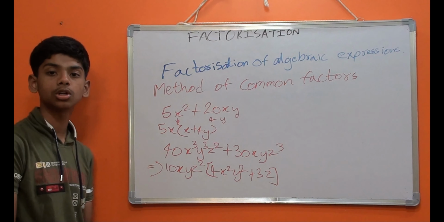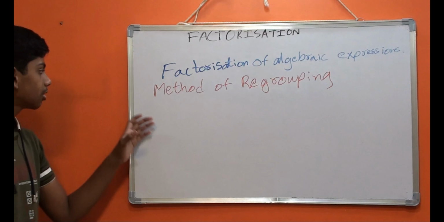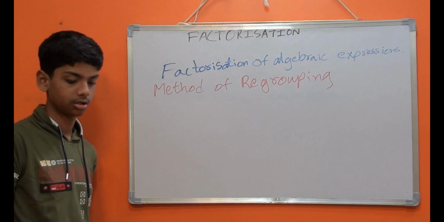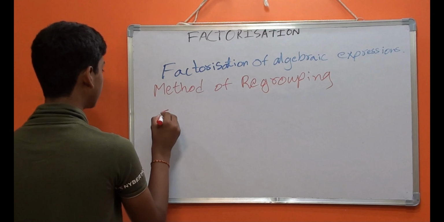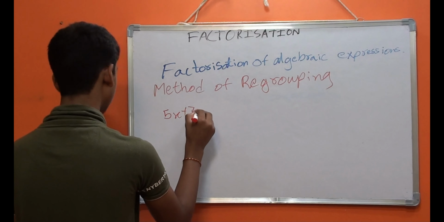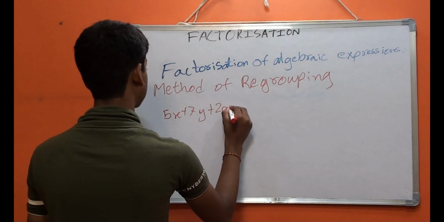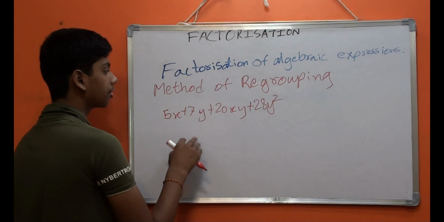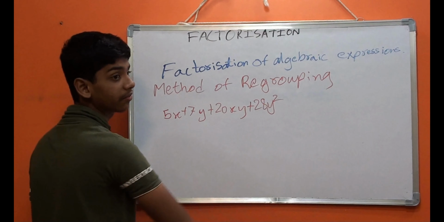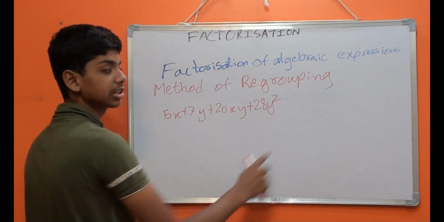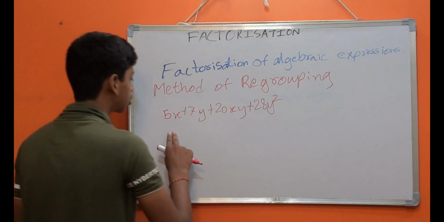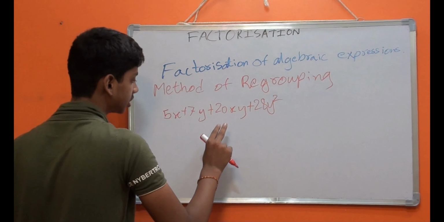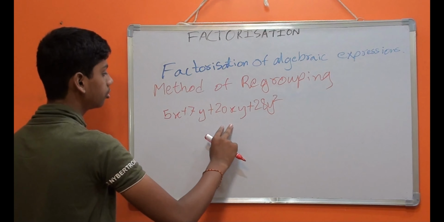Now let's go on to the next method. So guys, now let's learn about the method of regrouping. Let's take an expression 5x plus 7y plus 20xy plus 28y square. Like before, we cannot use the method of common factors because all of these have nothing in common. So we have to regroup these terms. Now let's see how to do it.